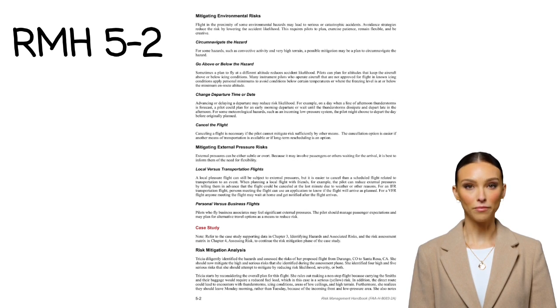Change departure time or date. Advancing or delaying a departure may reduce risk likelihood. For example, on a day when a line of afternoon thunderstorms is forecast, a pilot could plan for an early morning departure, or wait until the thunderstorms dissipate and depart late in the afternoon. For some meteorological hazards, such as an incoming low-pressure system, the pilot might choose to depart the day before originally planned.